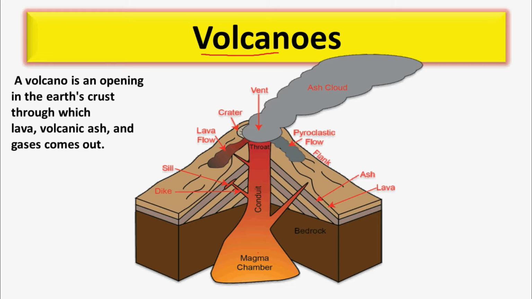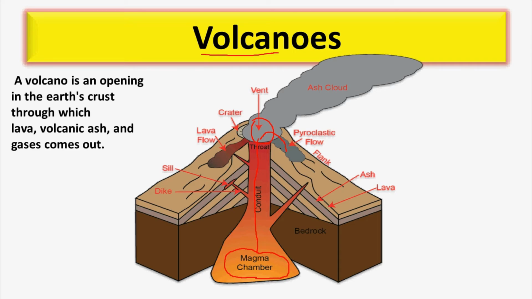This is the magma chamber, and from here, due to the very high pressure inside, magma comes out. This is the part which is called the conduit or lava tube, and from here the magma comes out. The opening of the volcano from where the magma comes out is called the vent. This is the vent, and from here the lava comes out.